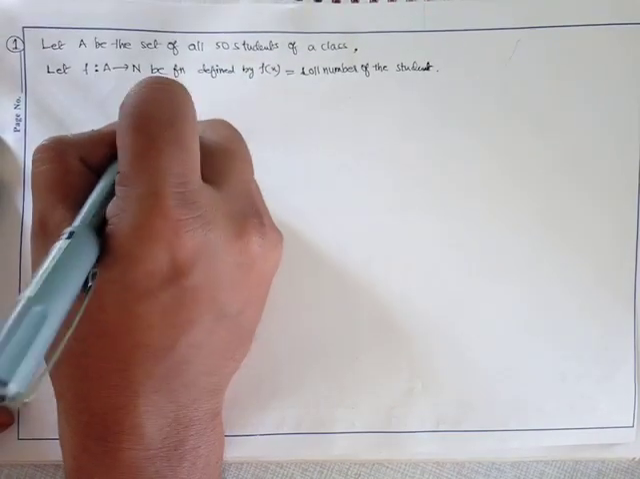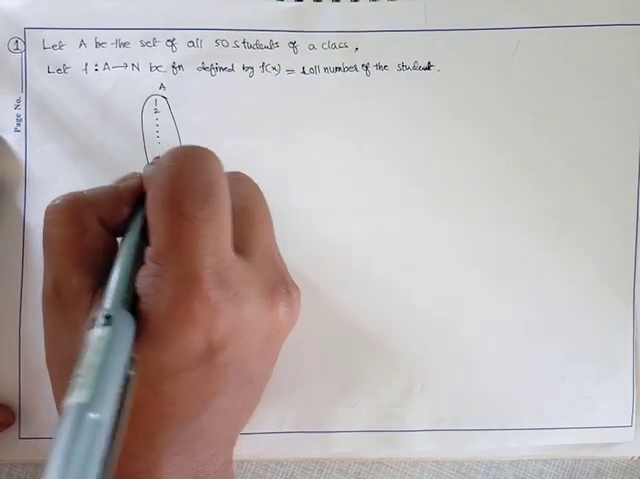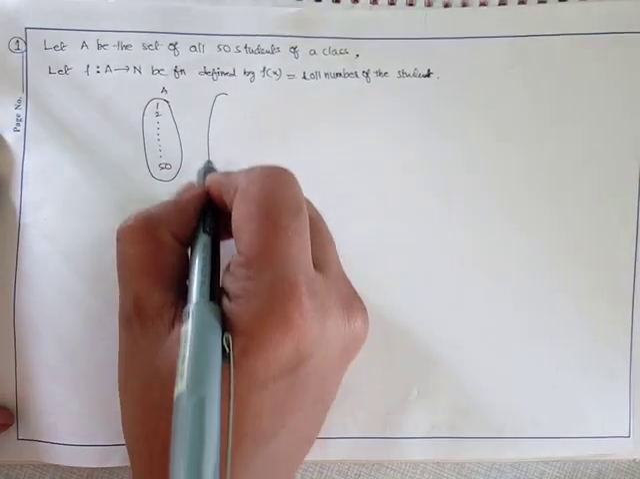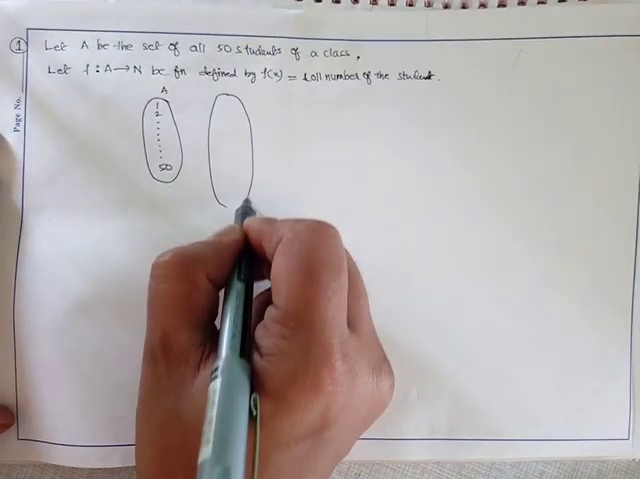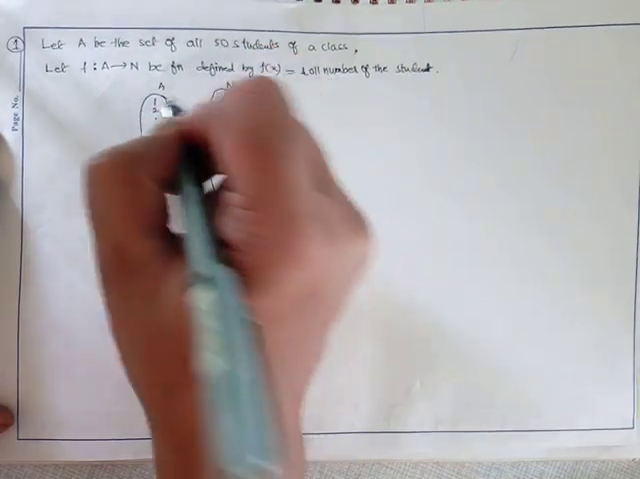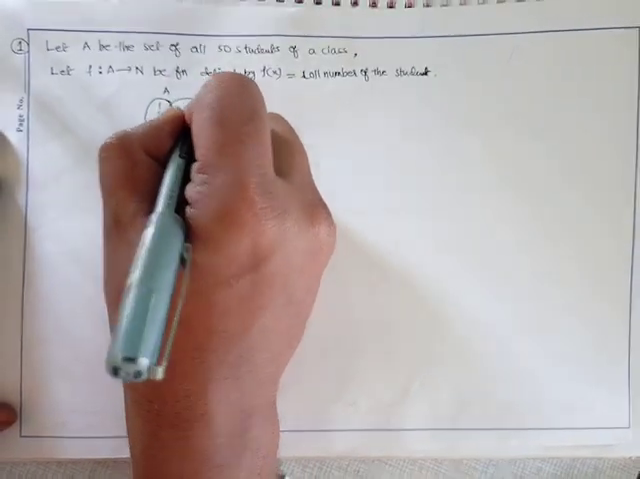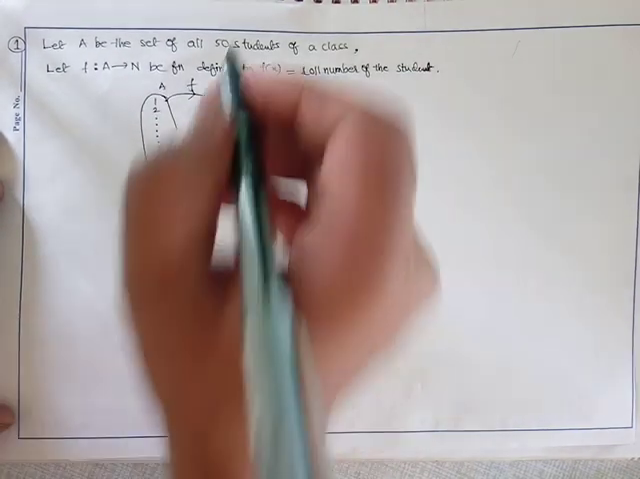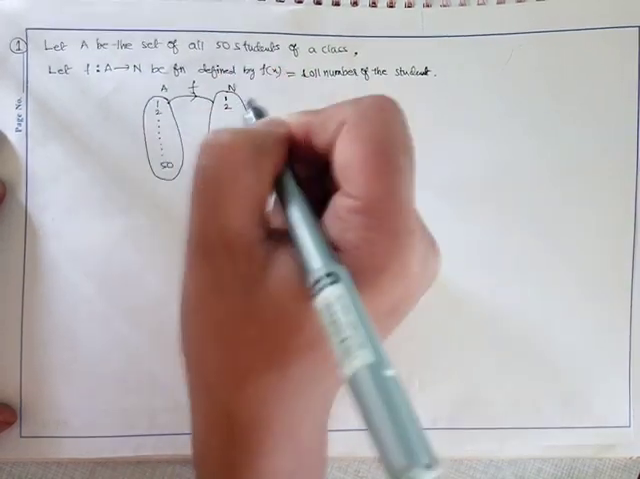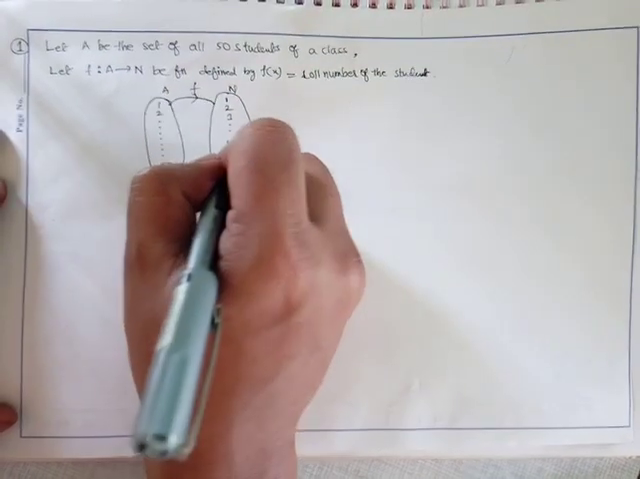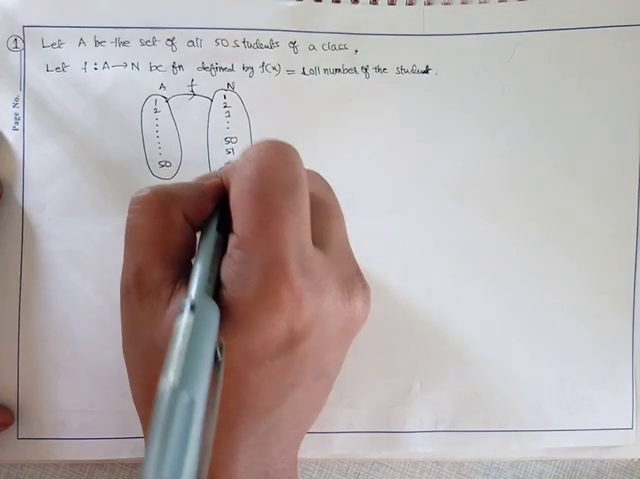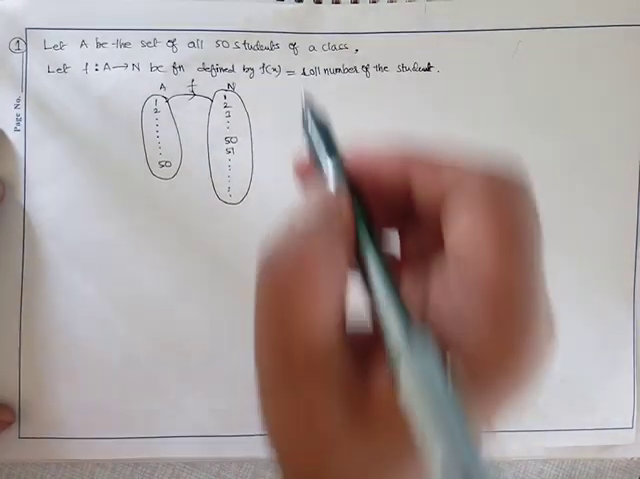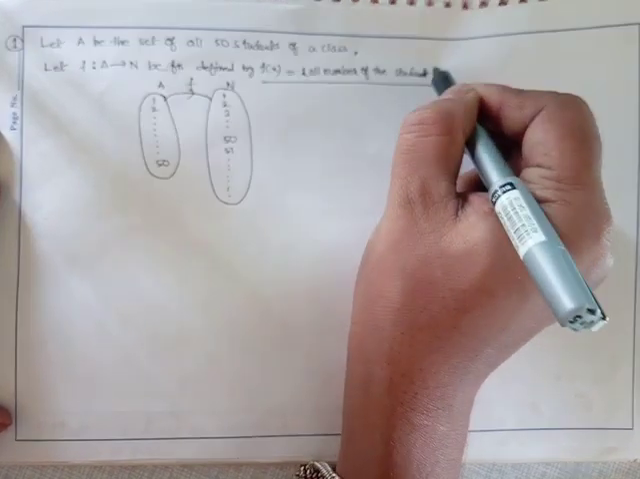A is containing the students 1 to 50, and the codomain is natural numbers. F is mapping from A to N. N is containing the elements 1, 2, 3 and so on. I'm just taking 50, 51 and so on elements here. Now how the function is defined: f of x is equal to the roll number of the student.